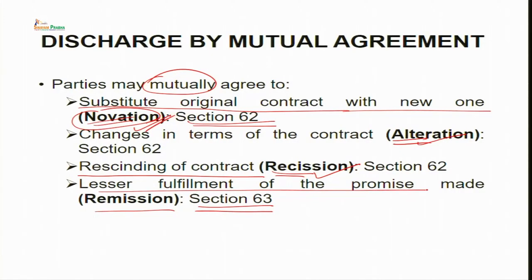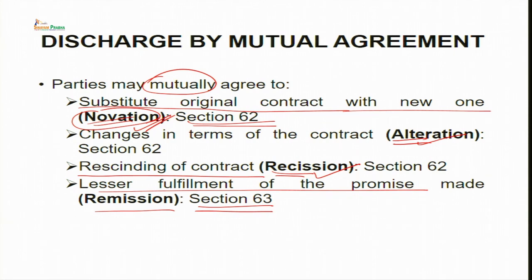So, I propose, not propose exactly, but I convey to you that at max, if I use everything I have, I will be able to give you 6 lakhs. Now, remission means, as I said, lesser fulfillment of the promise made. So you accept that and say, okay, fine, give me 6 lakhs, and the obligation is fulfilled from your side. Done, you have done your part.